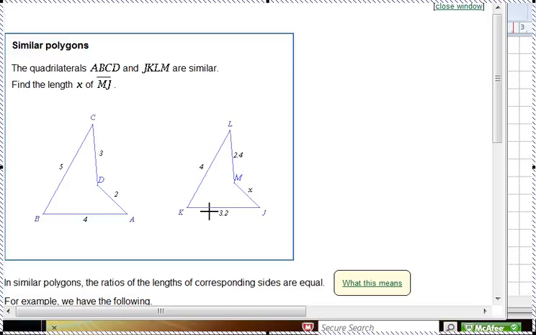Okay, I've got some yeses coming out. Here's my question for you. How do you know that they're similar? Because they look like they're similar? You got to be very careful with this. In order to know that they're similar, you need to compare the two sides.